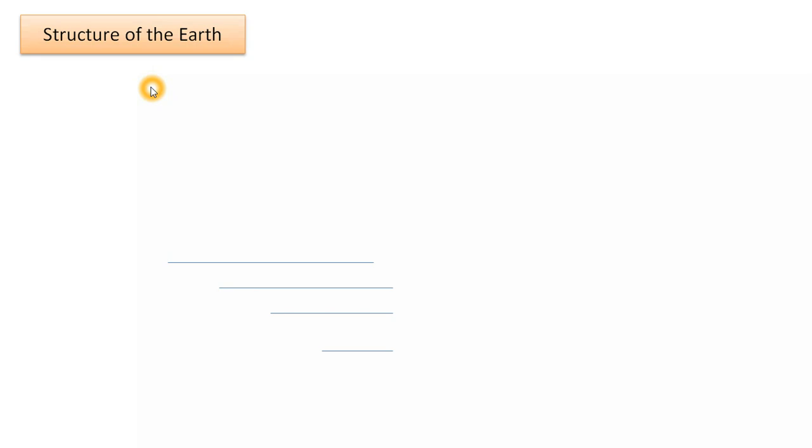So, if you want to know the real cause of earthquake, for that you will actually need to understand the structure of Earth. So, let's see what are the various layers which are present inside the Earth. Now, based on the chemical composition, the structure of Earth is divided into four major layers, that is crust, mantle, outer core, and inner core.